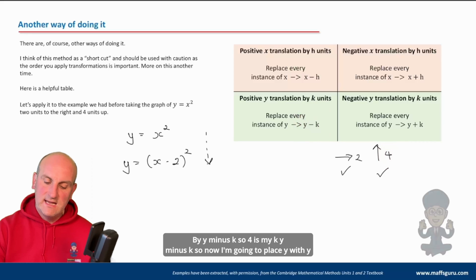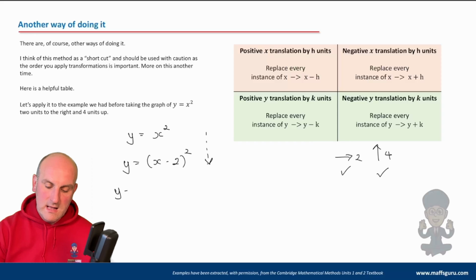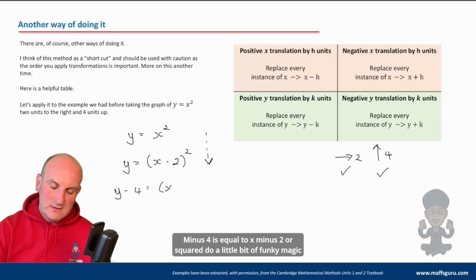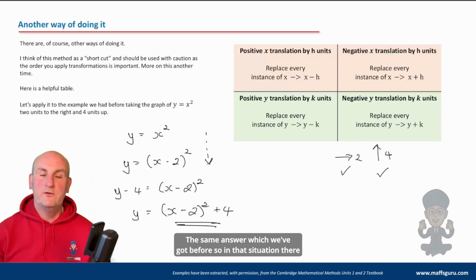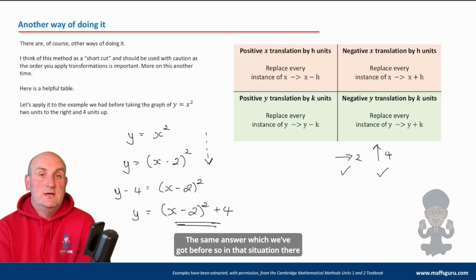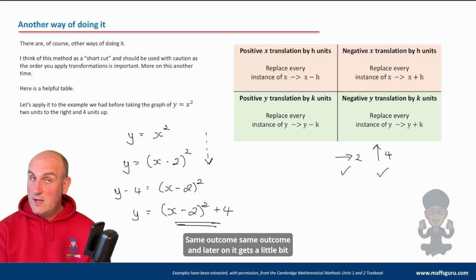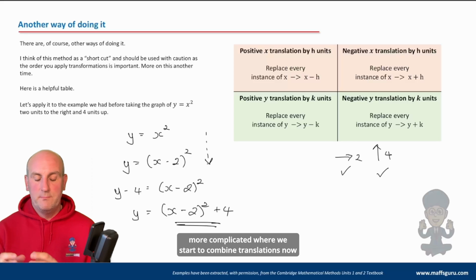So 4 is my k, y minus k. So now I'm going to replace y with y minus 4 is equal to x minus 2 all squared. Do a little bit of funky magic. And what do we get? The same answer as we've got before. So in that situation, same outcome. And later on, it gets a little bit more complicated where we start to combine translations.